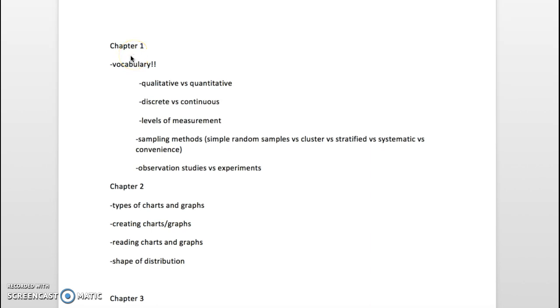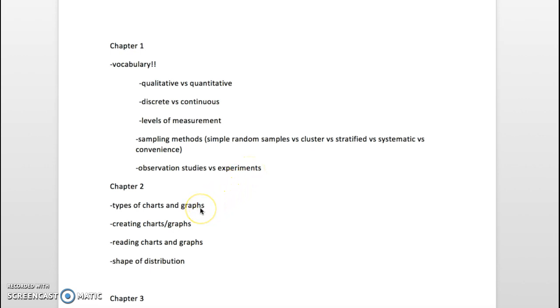In Chapter 1, you had lots of vocabulary. So these types of topics lend themselves very well to multiple choice questions when you are trying to distinguish between qualitative versus quantitative, discrete and continuous, and levels of measurement. You might also have some short answer or short explanations where you might have to explain why something is an experiment versus an observational study. So again, this isn't a complete list of the vocabulary. Make sure you're going back and studying the associated terms here in your complete vocabulary list.